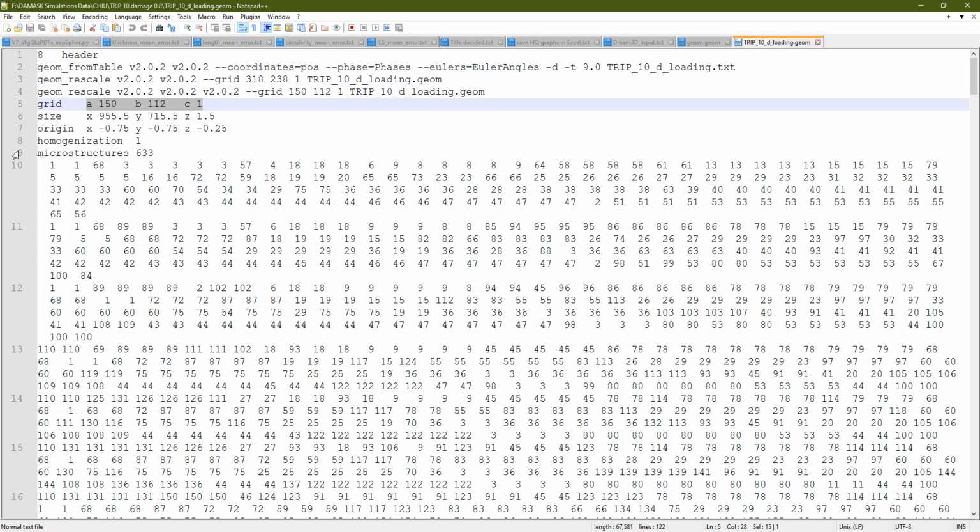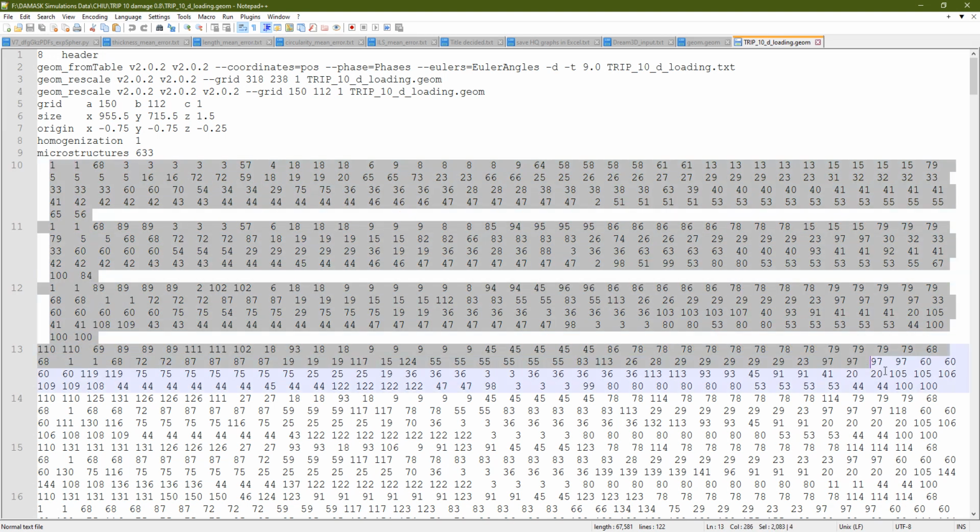So if I say understand and try to make sense of this, it will be very hard for you to do that. And therefore, we are looking at smaller files to make sense of how DAMASK reads and understands it. But generally, our real files look something like this.